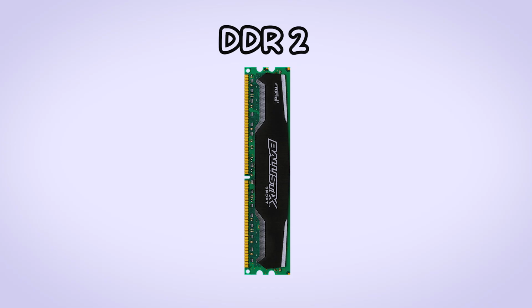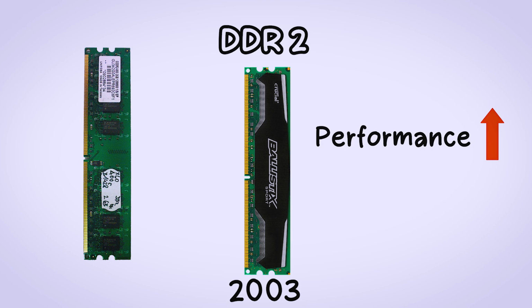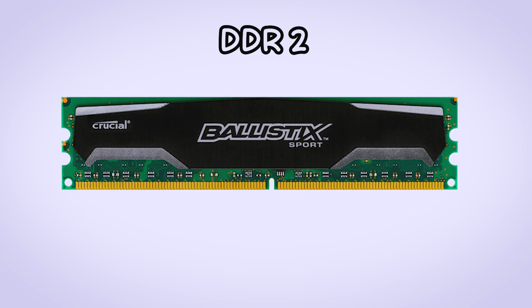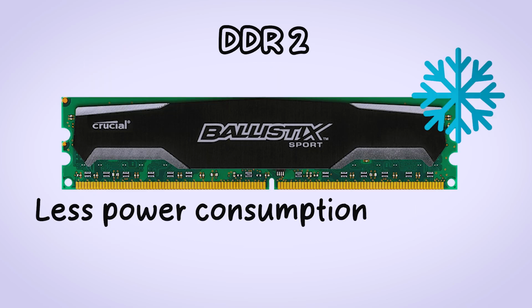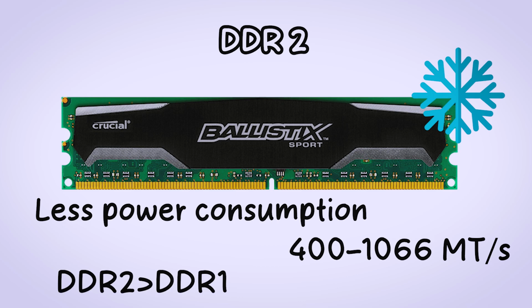DDR2 RAM. Released in 2003, DDR2 took the foundation of DDR1 and pushed performance significantly further. The key innovation was increasing the bus speed while actually lowering the voltage to 1.8 volts. This meant faster data transfer with less power consumption and cooler operating temperatures. DDR2 operated at speeds between 400 and 1066 megatransfers per second, essentially doubling what DDR1 could achieve.